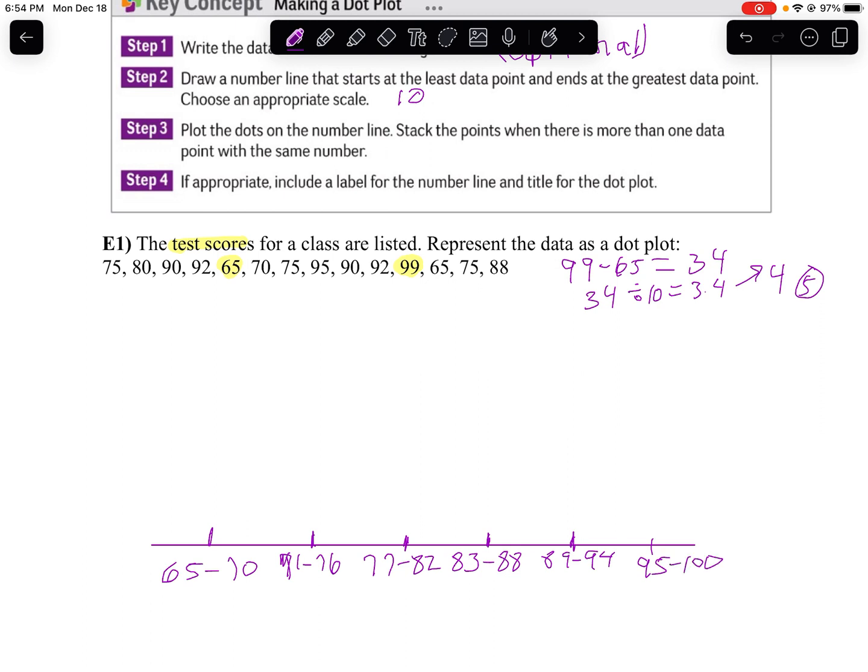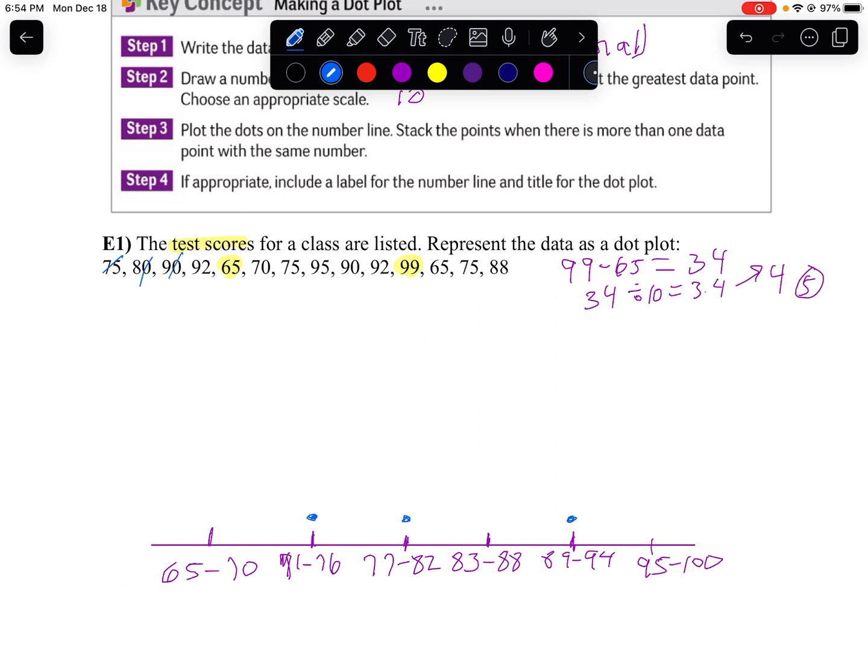Now what I'll do is put a dot for each one on here. So my first one, 75. In fact, I think I'll switch colors here so you can see the difference. So I'm going to put 75 in that category. Then I'll put 80. That's from 77 to 82. Then I'll put 90. 90 is from 89 to 94. 92. Well, I already got one, so I'm going to stack it up there. Okay. 65 is back here at the beginning.